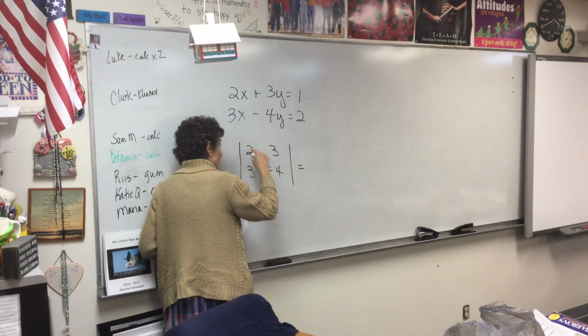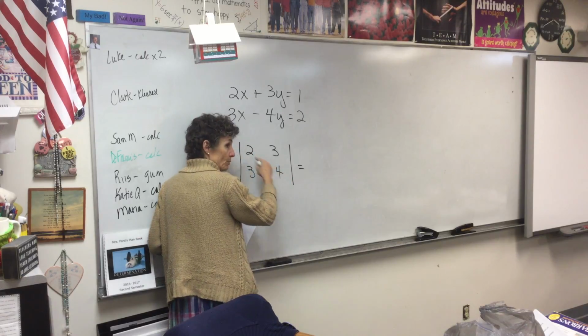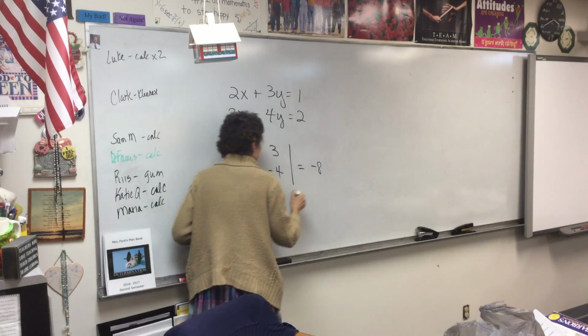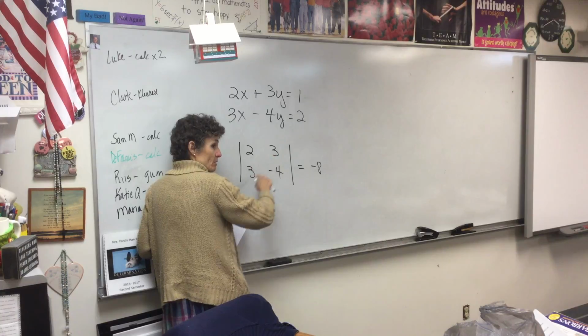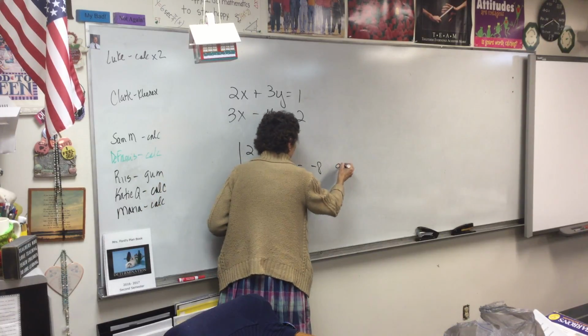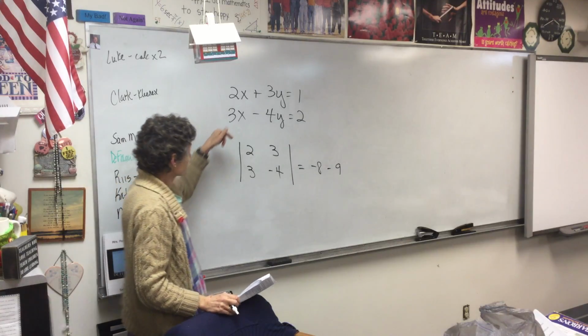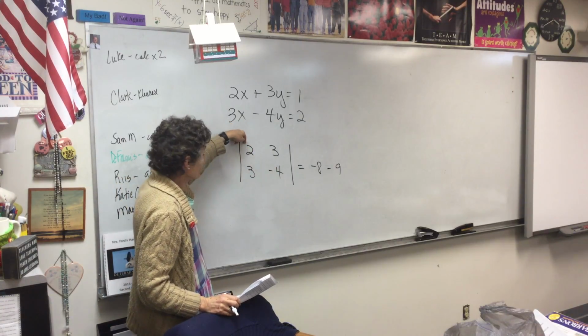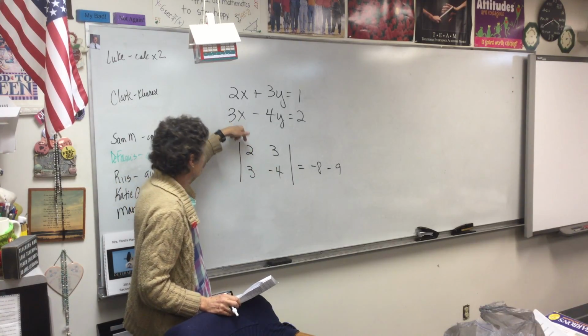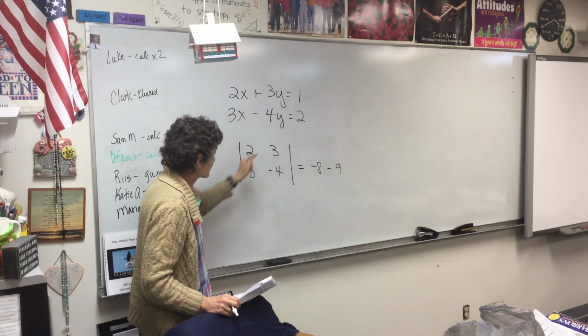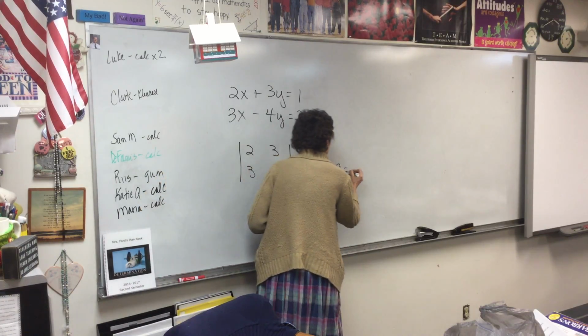We multiply these two, and we get negative 8. And we multiply those two, and we get 9. And we always subtract them. When we do a determinant, it's this, and remember, you always start with the very first number. So it's this minus this. So I got negative 17.